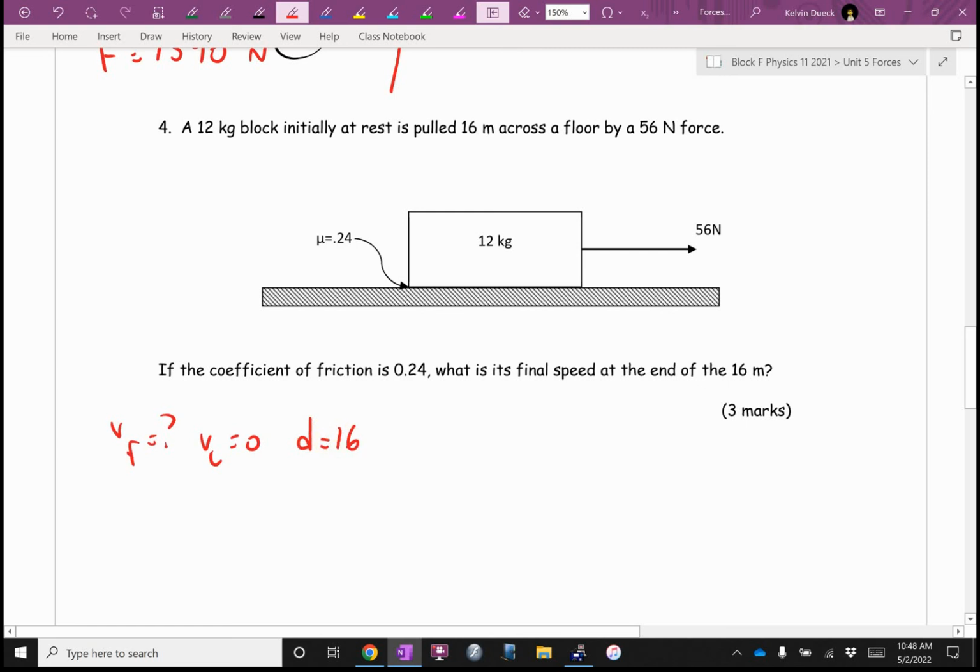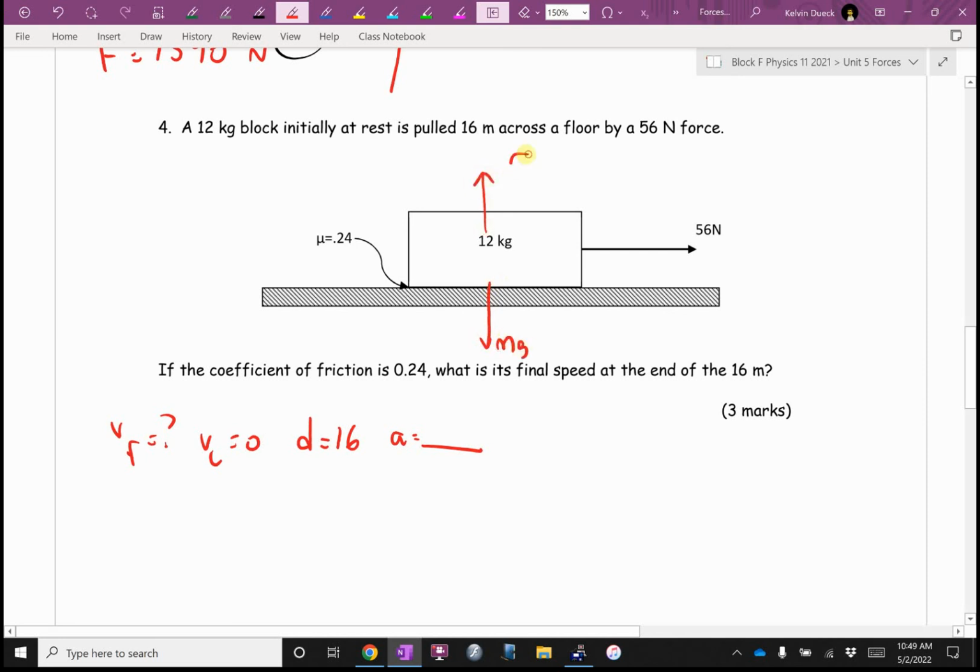What else do I need if I want to find VF? Well, time would work, or acceleration. I don't think I can find time from the data that they gave me. I think I can find acceleration. I might be able to find time, but I think I'm going to find acceleration. So I'm going to say to myself, self, that's a blank I need to fill in. How? This is a job for a free body diagram.